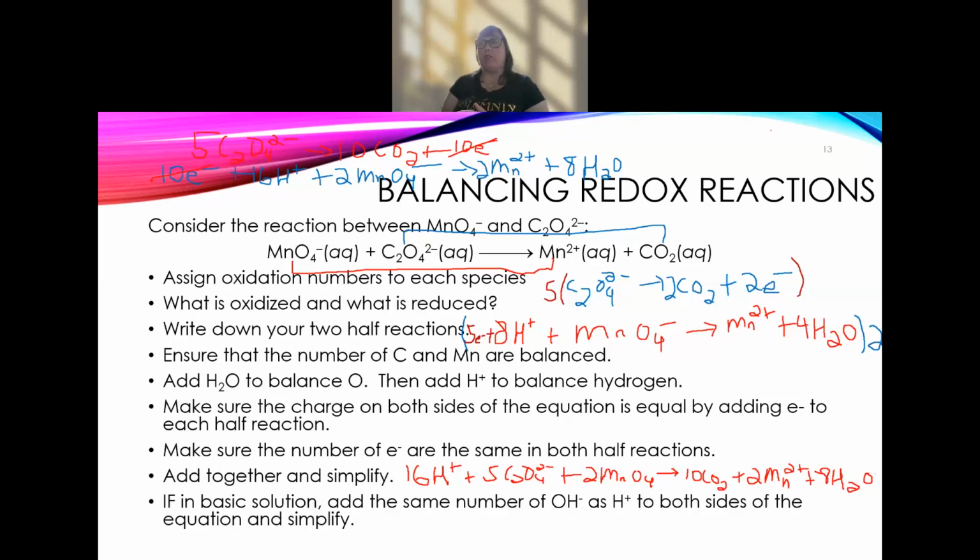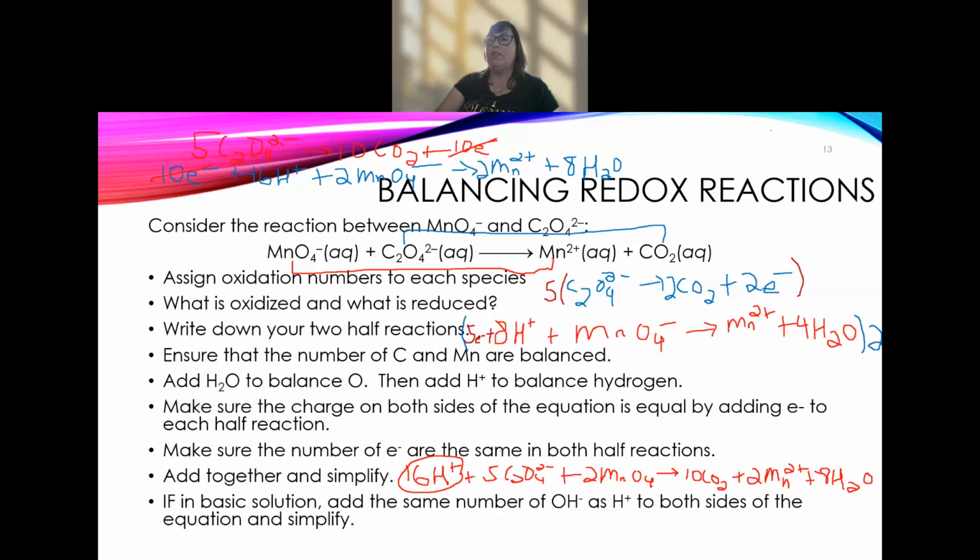It is a big stepwise process. It takes forever. And if you take shortcuts, the likelihood that you're going to mess up is higher. Okay? But do it how you want to do it. Now, this last reaction that we just wrote, 16 H plus 5 C2O4 2 minus plus 2 MnO4 minus goes to 10 CO2 plus 2 Mn2 plus 8 H2O. This is an acidic solution. This H plus indicates that this is acidic solution.